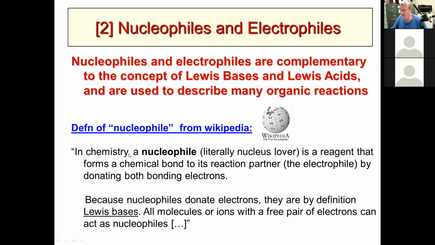In chemistry, a nucleophile, literally a nucleus lover, phile for lover, is a reagent that forms a chemical bond to its reaction partner, the electrophile. So the nucleophile attacks the electrophile by donating a pair of bonding electrons, okay? Because nucleophiles donate electrons, they are by definition Lewis bases. So nucleophiles are Lewis bases. All molecules or ions with a pair of electrons can act as a nucleophile. That's a simple definition of a nucleophile, okay? Need a pair of electrons.